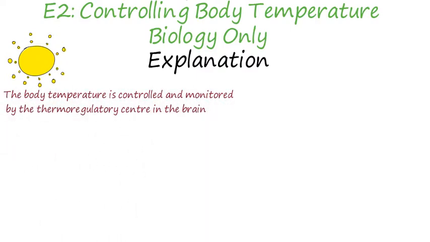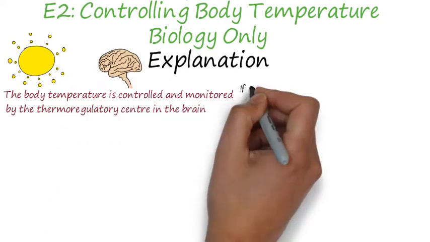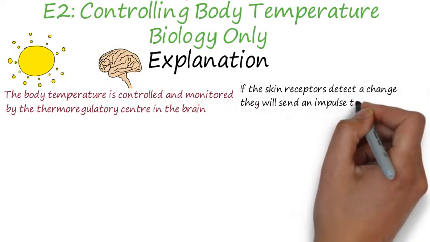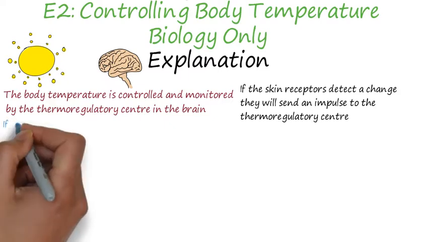The body temperature is controlled and monitored by the thermoregulatory centre in the brain. It is here where receptors sensitive to changes in blood temperature are found. The skin also contains receptors sensitive to temperature. If these skin receptors detect a change, they will send an impulse to the thermoregulatory centre.